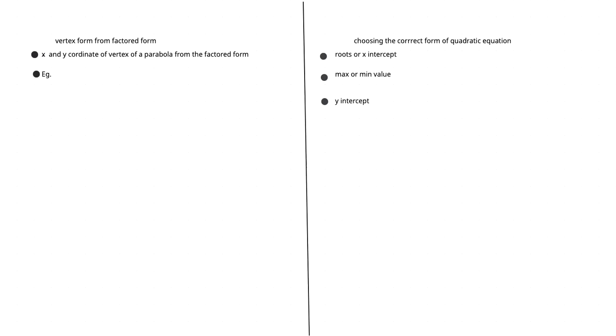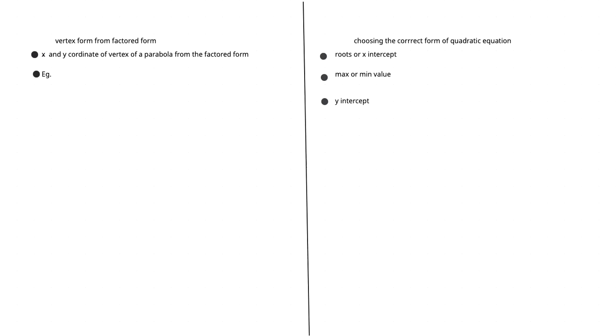The reason why this is important is because usually in the SAT, sometimes you are given certain parameters to find, and you are asked to select from the alternatives which of the forms of the quadratic equation would be more suitable for the solution you are looking for. So let's start with the first one.